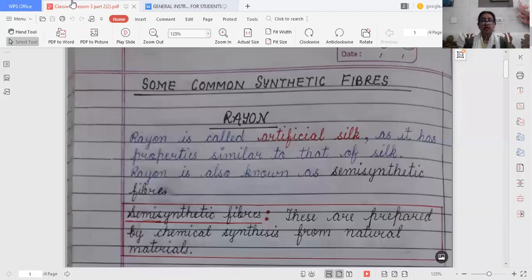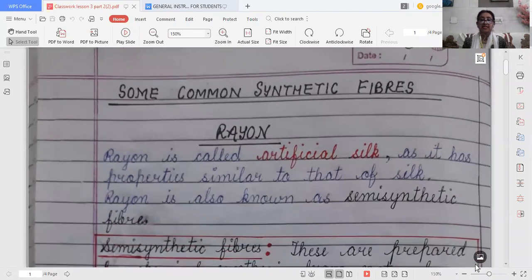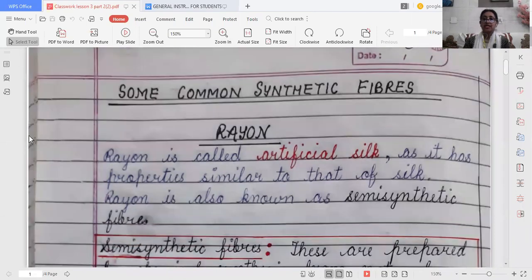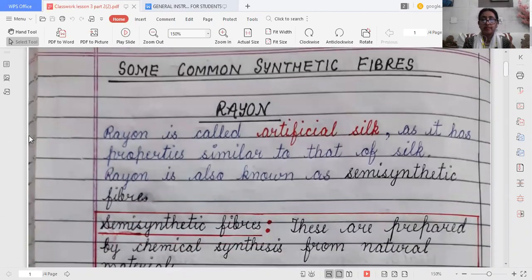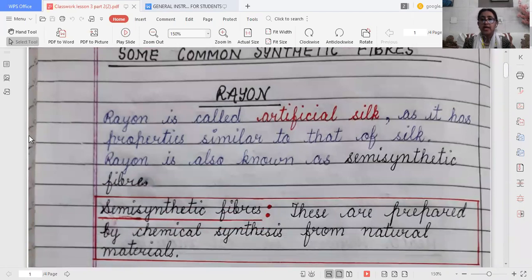Synthetic fibers. Now there are different synthetic fibers and the first one is rayon. Rayon is also known as artificial silk. Why is it known as artificial silk? Because it has properties similar to those of silk. It resembles silk in shine. And rayon is also known as a semi-synthetic fiber.